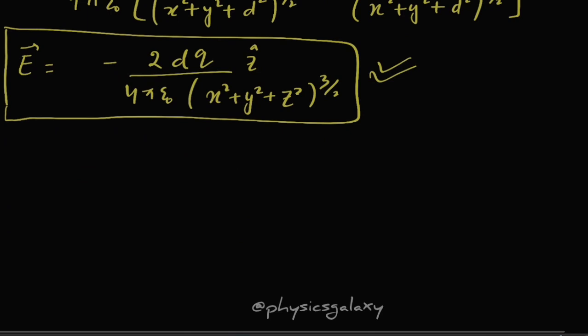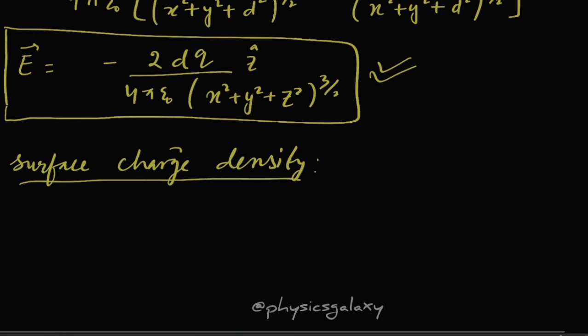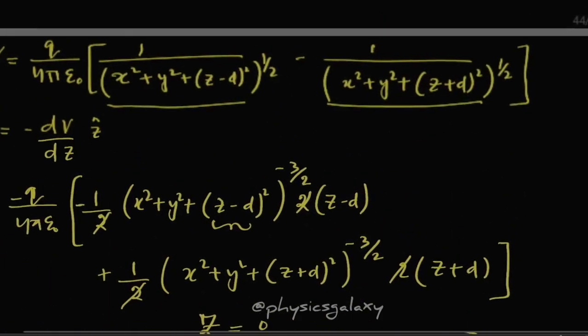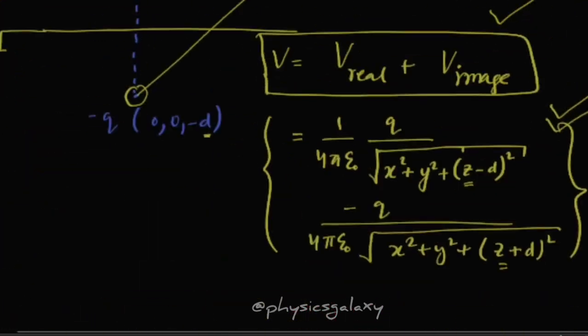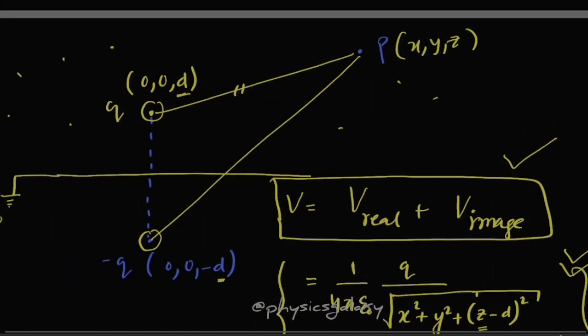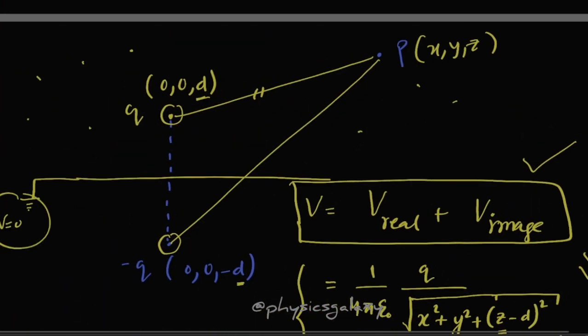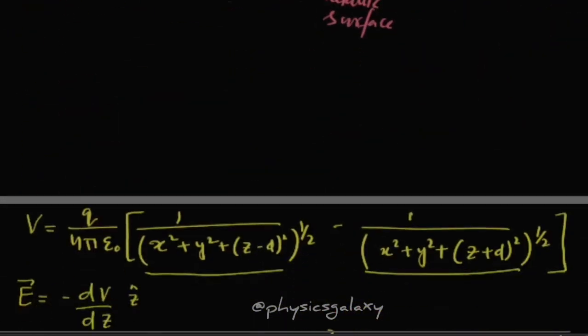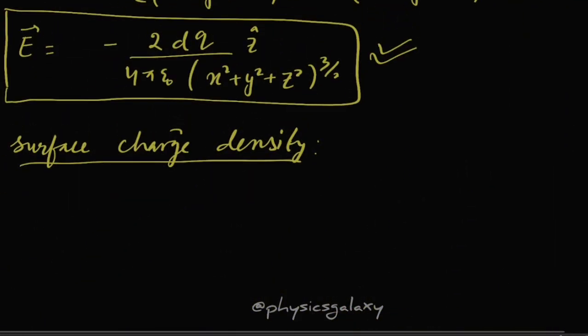Now if I have my electric field, I can find the surface charge density. So how can I find it? One thing you should be clear about: because this is an infinite conducting sheet at potential 0, that doesn't mean there will be no charges present on this infinite conducting sheet. There will obviously be charges present, so we have to find that. So let's find that.